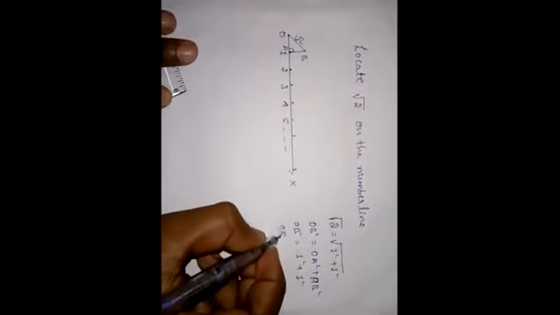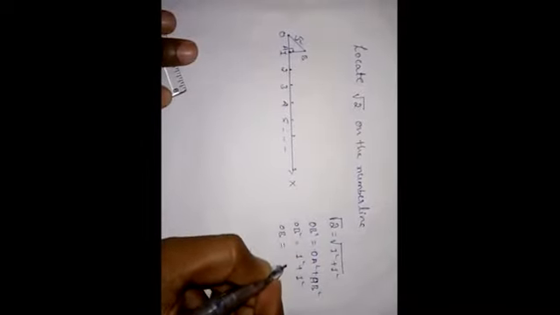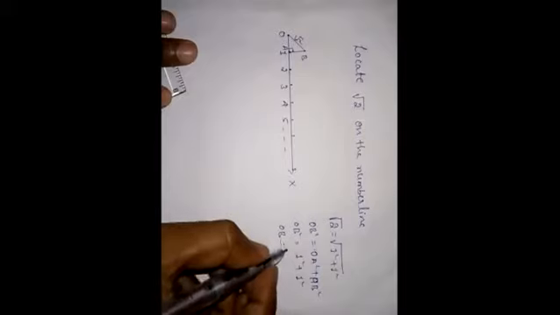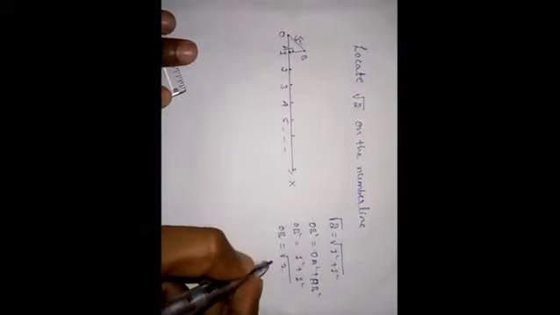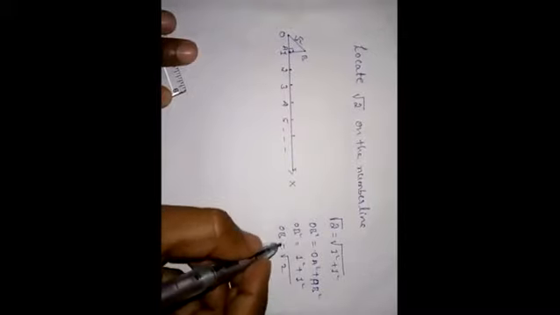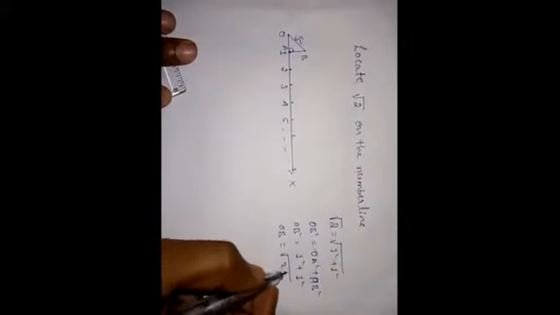Then OB is equal to square root of 1 square plus 1 square. Here OB is root 2, which gives the root 2 value.